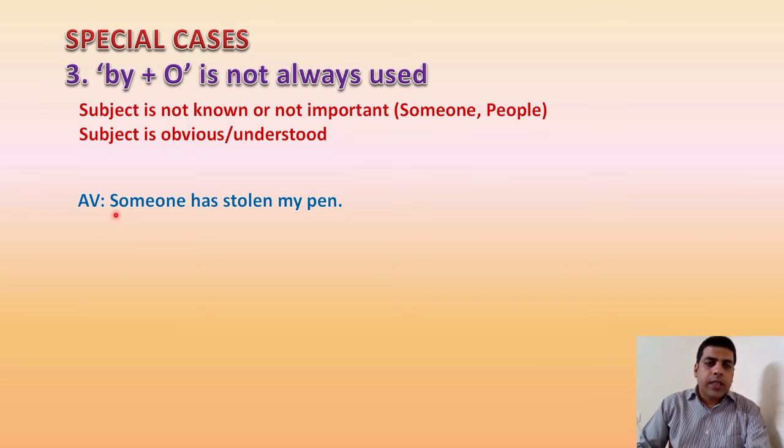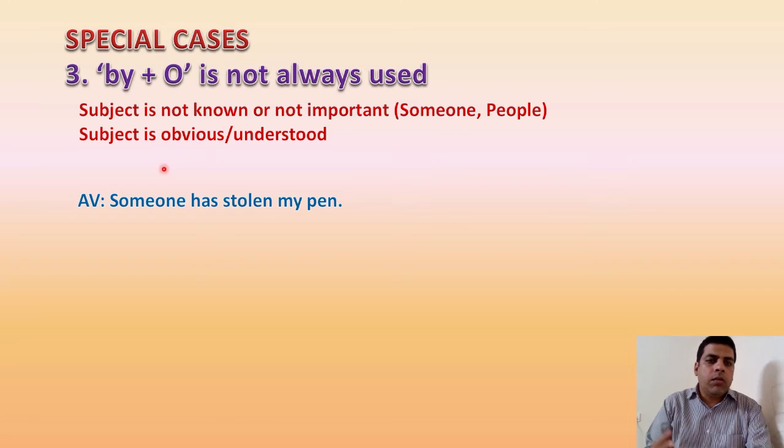Let's look at here. Someone has stolen my pen. Now here the subject is someone. Now who is the someone? It can be someone definite. A pen will not be stolen by any cat or dog. It will be stolen by someone only.